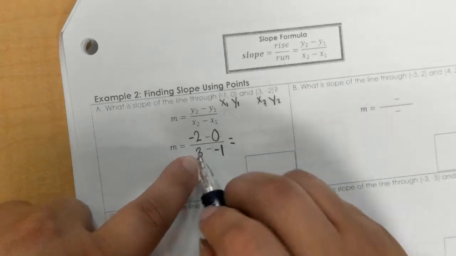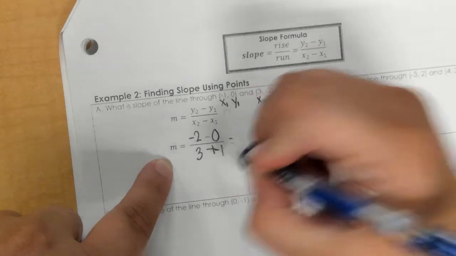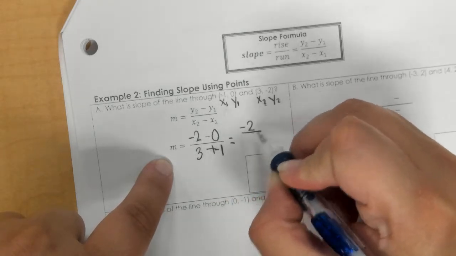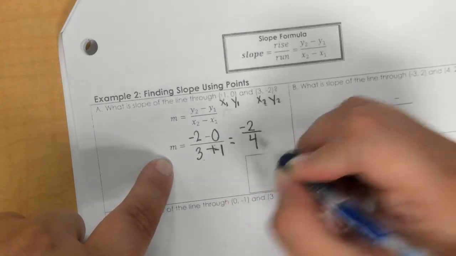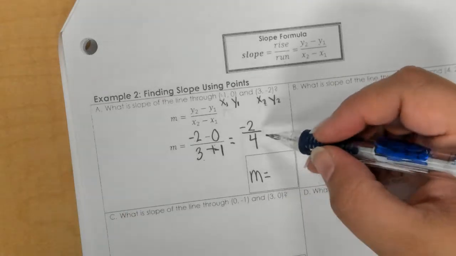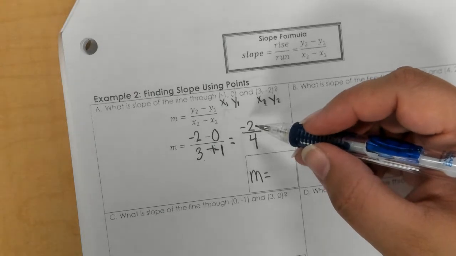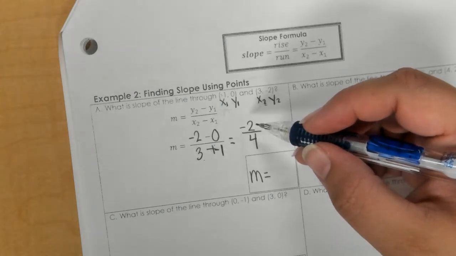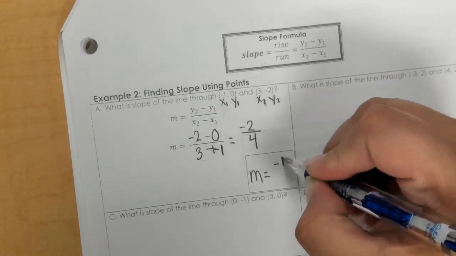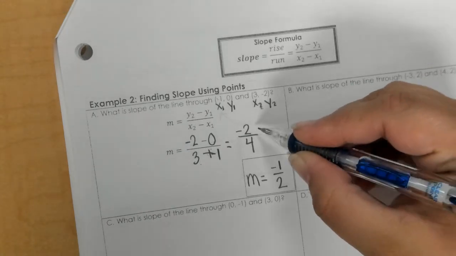And hopefully you recognize that when you have a minus and a negative together, this is just one big plus. Okay? So I would have negative 2 minus 0 is negative 2, and 3 plus 1 is 4. And when we do our slope, any fraction that we get, we should reduce it or try to divide it to make a whole number if possible. So this becomes negative 1/2 if I reduce this by 2.